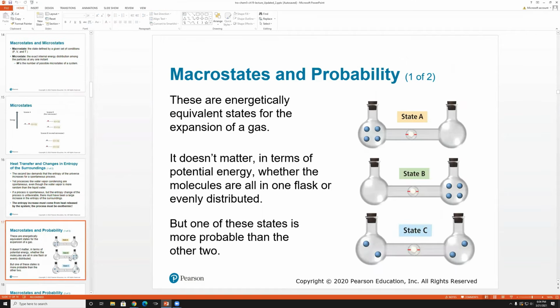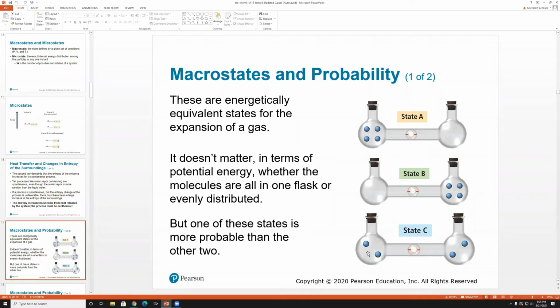So here we go, microstate, macrostate, and probability. Now, state A, you have 4 molecules, 1, 2, 3, 4, on the left. State B, 1, 2, 3, 4. And then state C, you have 1, 2, 1, 2. Now, one of these states is more probable than the other. And you can imagine A and B are the same because all of the molecules are either on the left, or all of the molecules are on the right. So there's one way to do this.